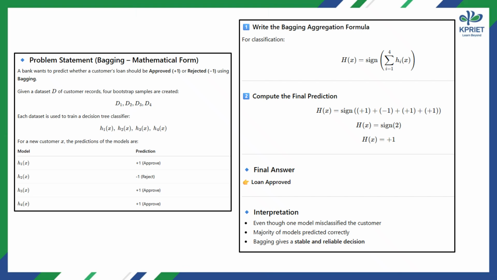So this is a problem statement where D1, D2, D3 and D4 are the data sets of customer records, 4 bootstrap samples which are created, and they are used to train decision tree classifiers H1, H2, H3, H4, and we are having the predictions +1 approve, reject, approve and approve. Now for classification, I am summing up all of them. So sign of +1, -1, +1, +1. Finally I am getting +1, so the final answer is that the loan is approved. And the interpretation: even though one model misclassified the customer, the majority of the models predicted correctly. So bagging gives you a stable and reliable decision.